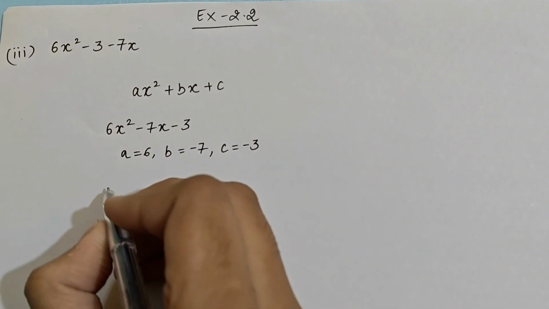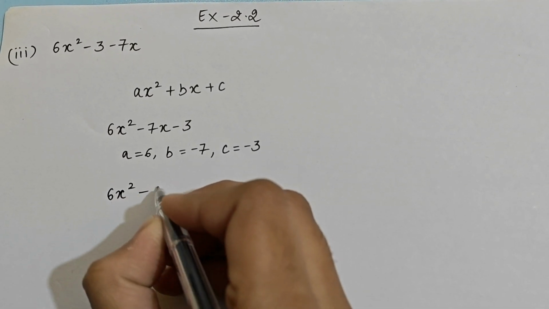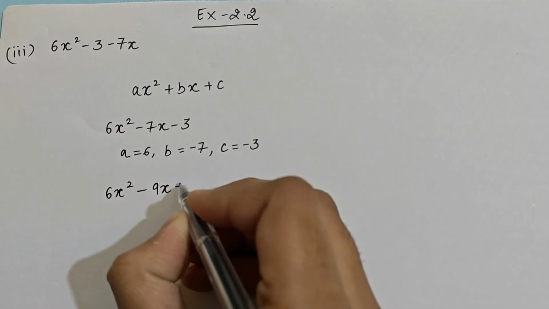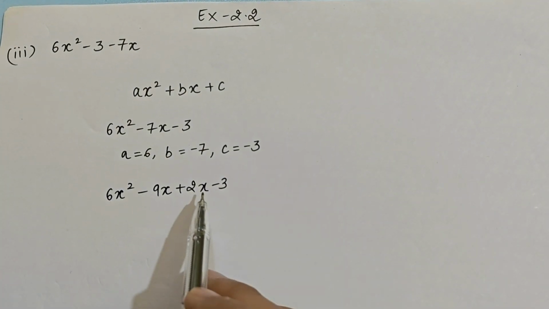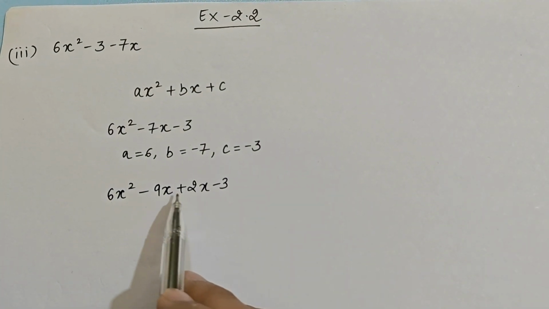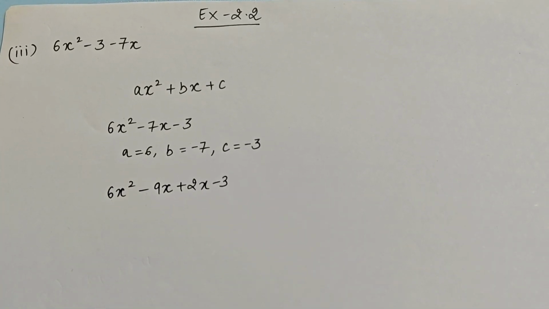So what are the two numbers? 6x square minus 9x plus 2x. Okay, if you multiply these two numbers you will get -18, and if you sum these two numbers you will get -7.